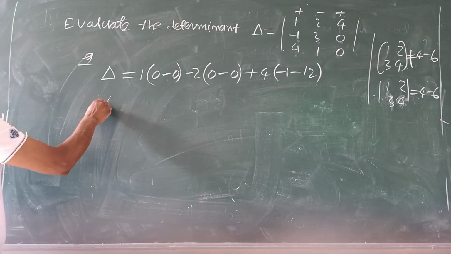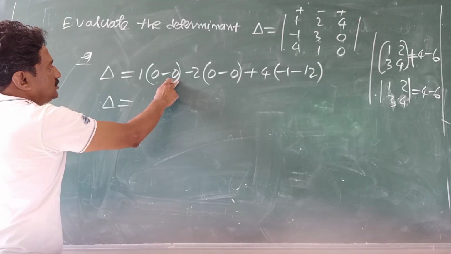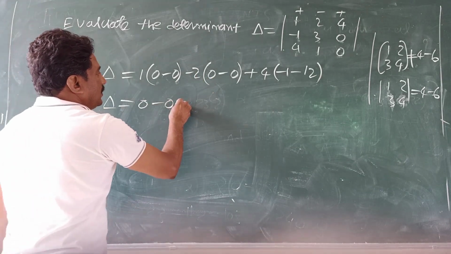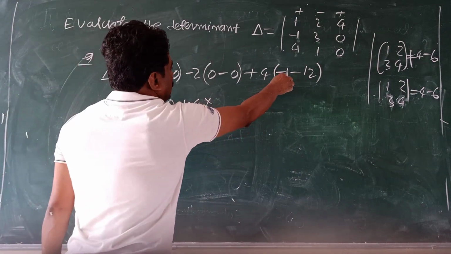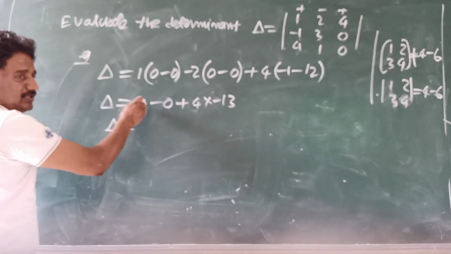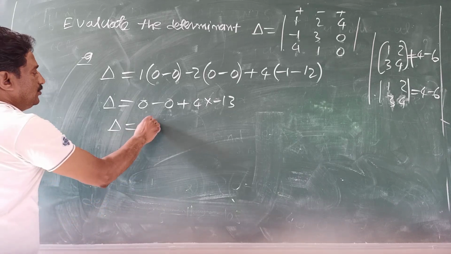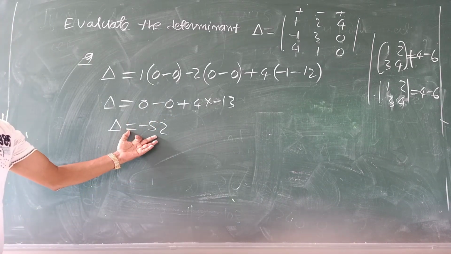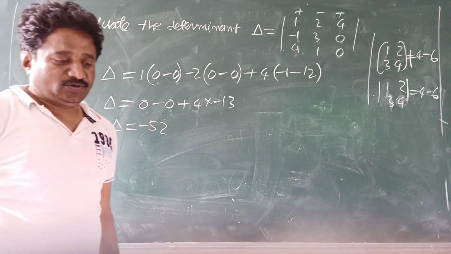Simplify this. Delta means determinant. You know that very well. 0 minus 0, 0, minus 0 plus, right, 4 into minus 1, minus 13. Delta is equal to, leave that 0, 0 minus 0, 0, 13 4s are 52, minus 52. We got the determinant value. I think you understood this. Let us go for one more question.